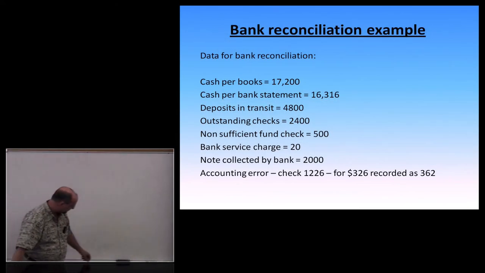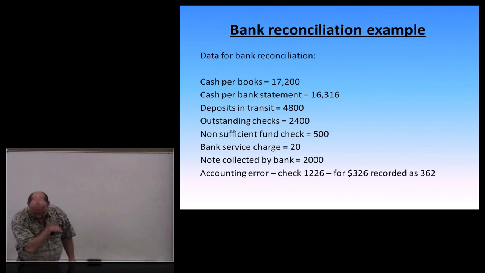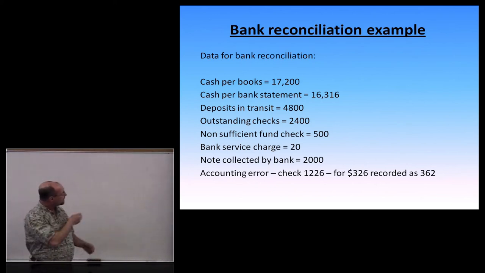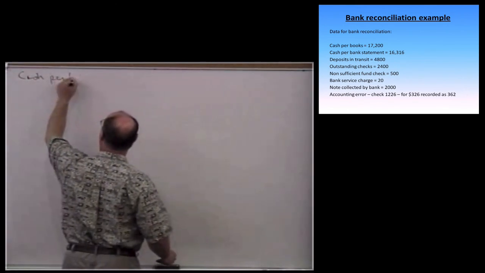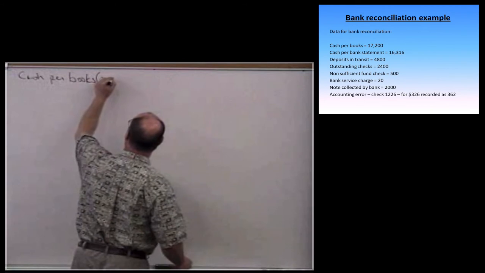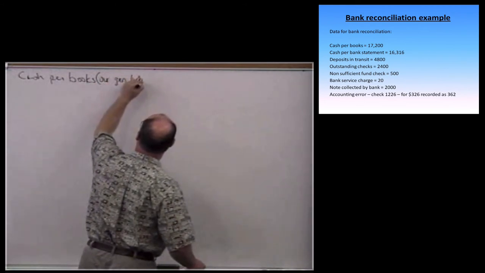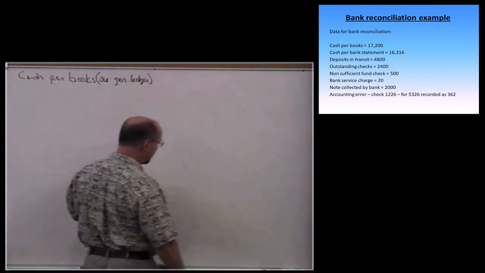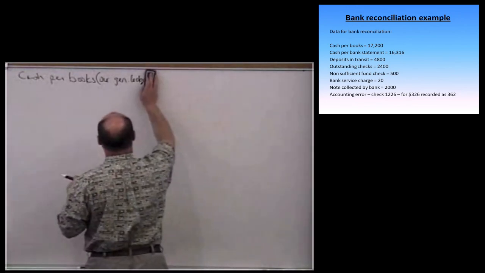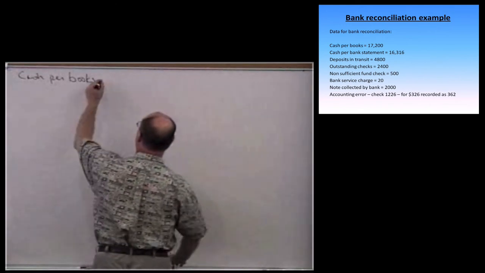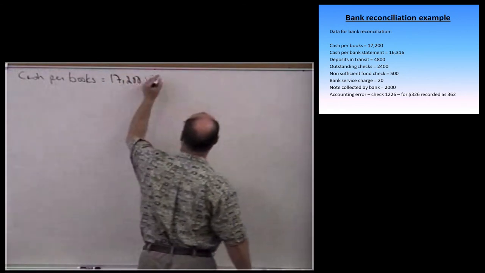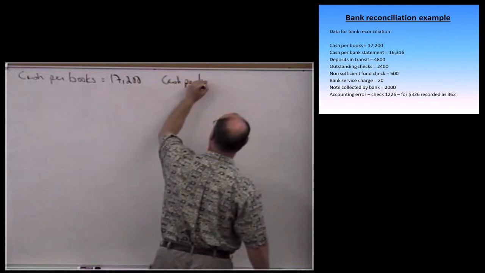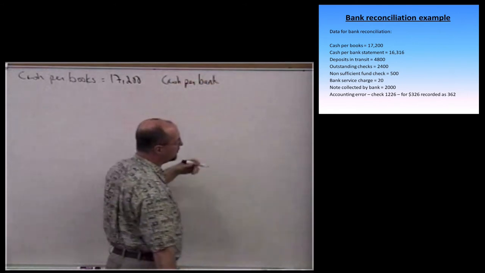Here's our example. I've already cleared the board. We have this data. What we're going to do is set up two columns. Cash per books. Now, books means our general ledger, our records, in other words. I need the room, so I'm going to get rid of our general ledger. So when you say books, that's our business's records. And that amount is $17,200. And over here, I'm going to put cash per bank. And the word per simply means according to.